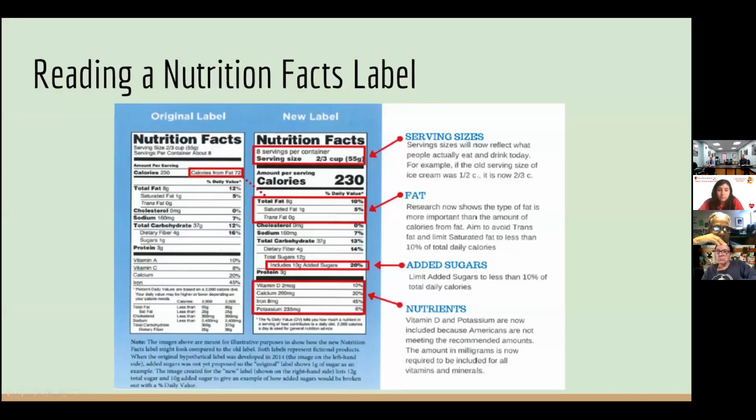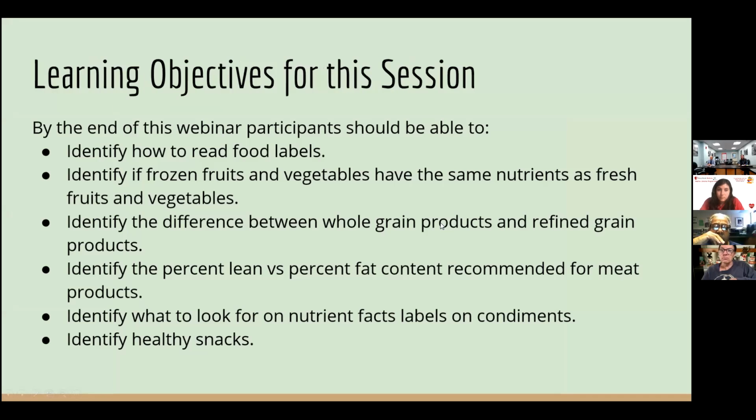Stony Brook University. I want to start off with our objectives for this session. First, we're going to identify how to read nutrition food labels, identify frozen fruits and vegetables that have the same nutrients as fresh fruits and vegetables, identify the difference between whole grain products and refined grain products. We'll identify percent lean versus percent fat content recommended for meat products, identify what to look for on nutrition fact labels and condiments, and also identify some nice healthy snacks for you.